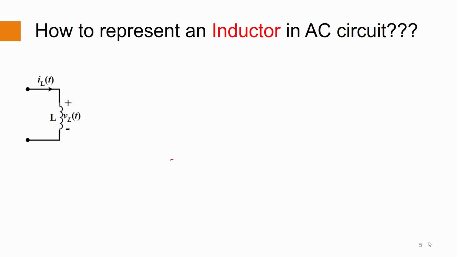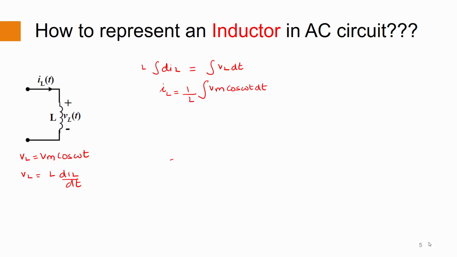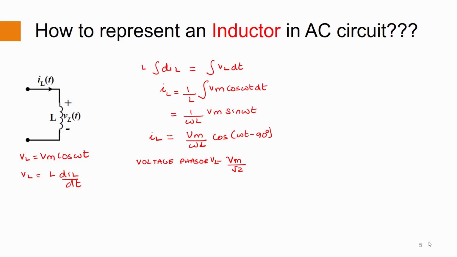Consider an inductor with inductance L. A voltage VL equal to Vm cos omega t is applied across the inductor. The voltage across the inductor is also given by VL is equal to L dIL by dt. Thus, we can find the inductor current by integrating both sides of this equation. This gives us the current as Vm divided by omega L times sin omega t. Rewriting this in cosine form, we get IL of t is equal to Vm by omega L times cos omega t minus 90 degrees. The voltage phasor is defined as Vm by root 2 at an angle 0 degrees, while the current phasor is Vm by root 2 omega L at an angle of minus 90 degrees.